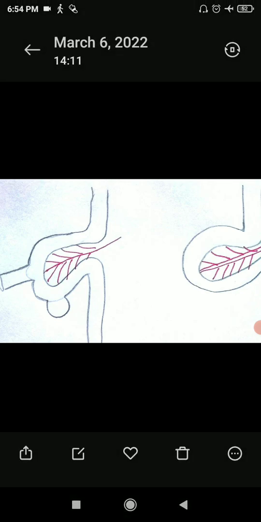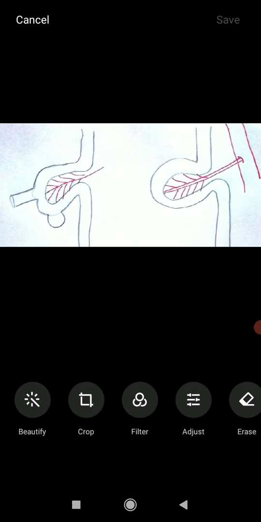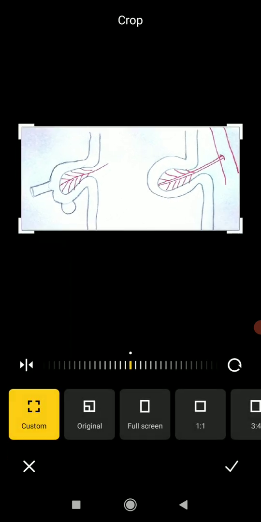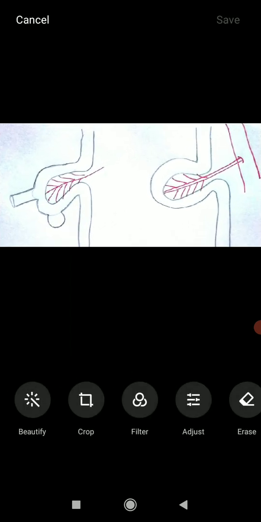Initially the midgut loop is present in the sagittal plane. Subsequently what happens, because of the developing liver bud, which is growing over here in the cranial aspect. So because of the development of the liver bud, what happens?